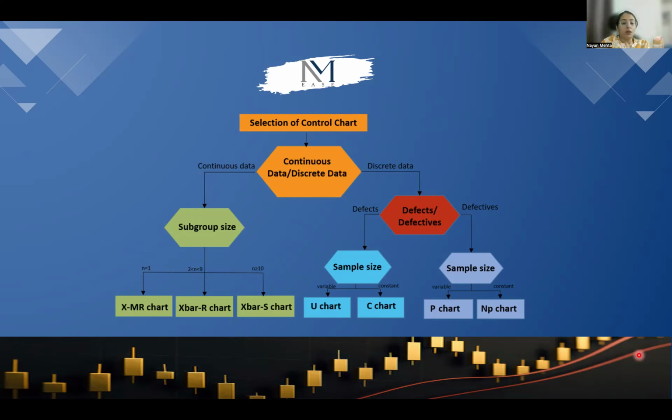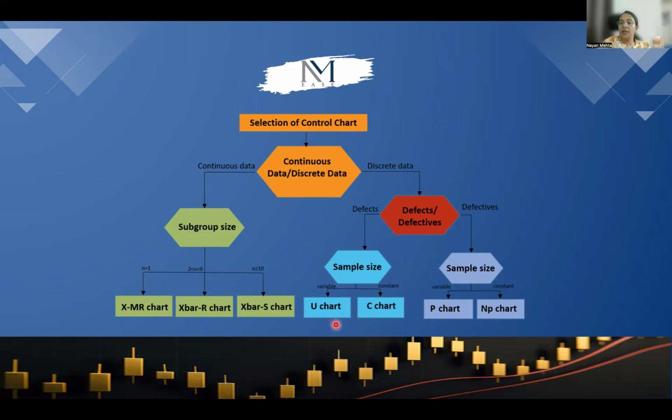Now, let's go through the control chart overview once. We are going to tie these concepts back to the control chart selection flow chart that is on your screen. For count of defects with a fixed sample size, we are going to use a C chart. For count of defects with variable sample size, we are going to use a U chart.